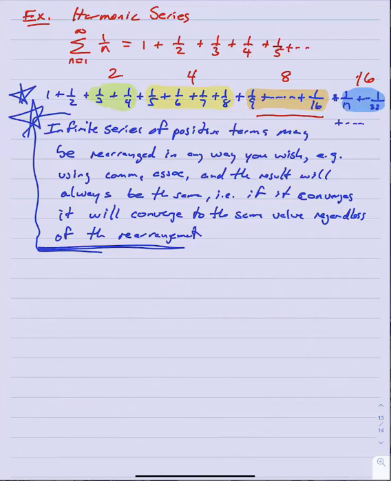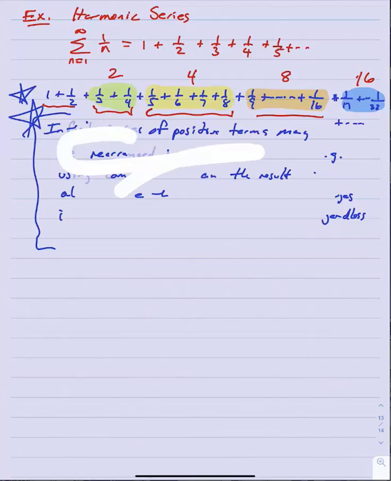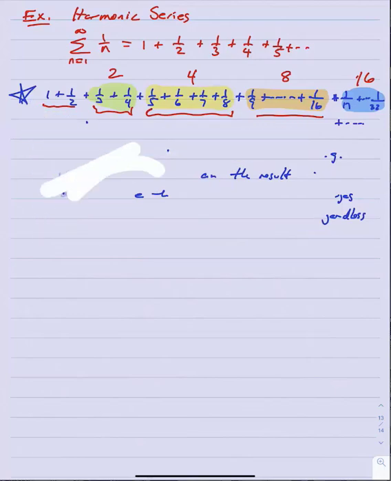And hopefully you see now what I mean by rearranging. If I arrange these in these blocks, I am not following the usual order of operations. I'm adding the 1 and the 1 half, then I'm adding these two together before I add it to that 3 halves, and then I'm adding these 4 up before I add it to the first 4 terms, and so on. All right, let me erase all of this. I think we need that now.